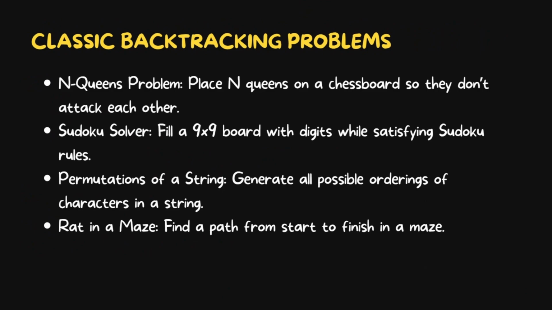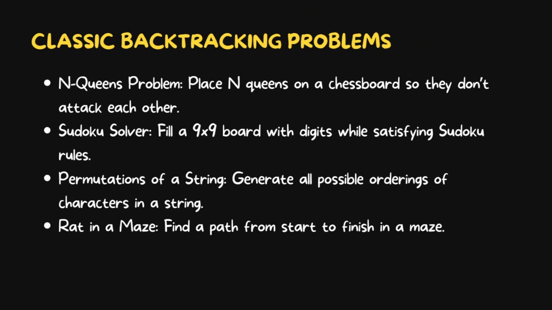These are some of the real world problems solved with backtracking. First one is the N-Queens problem. The N-Queens problem requires placing N queens on an N by N chessboard such that no two queens attack each other. Queens attack in the same row, column, and diagonals. The approach is simple. We use backtracking to explore all possible placements, then place queens row by row, ensuring the current placement doesn't conflict with previously placed queens. If a valid placement is found for all N queens, store the configuration. If a conflict arises, backtrack by removing the last placed queen and trying the next possibility.